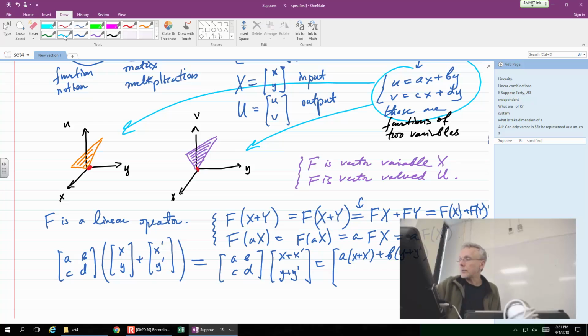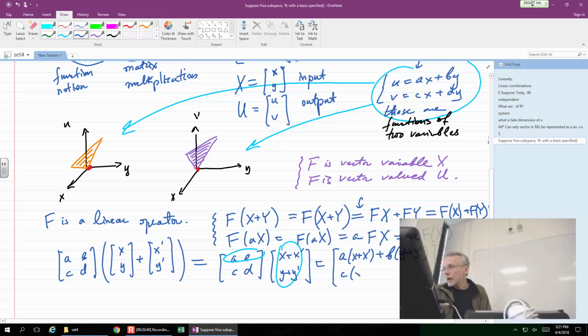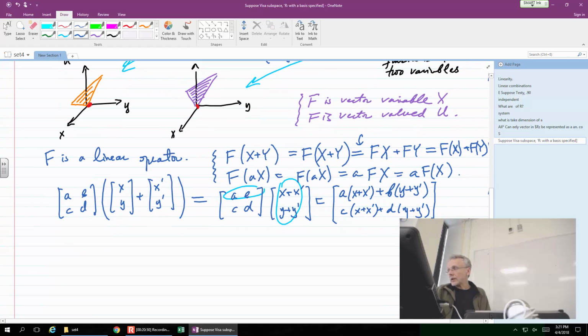So rows are multiplied by columns. We have only one column, right? So that's what we get, and then for the second entry, we have c(x plus x prime) plus d(y plus y prime). Okay. So I'm going to just simplify to demonstrate that indeed we're going to end up where we want to end up.